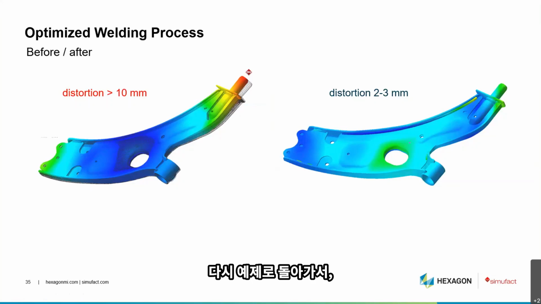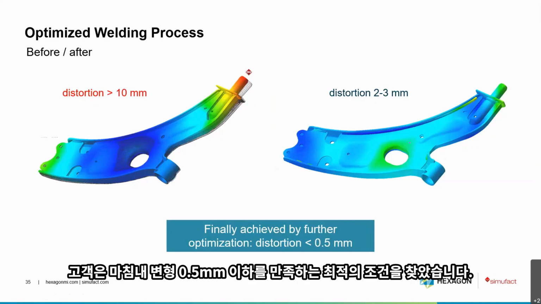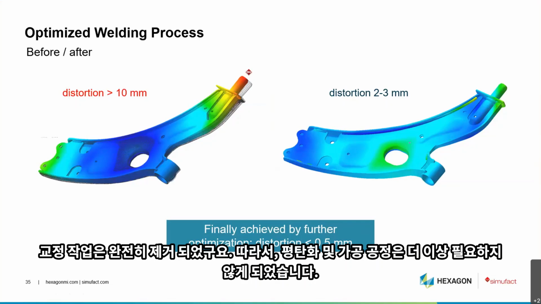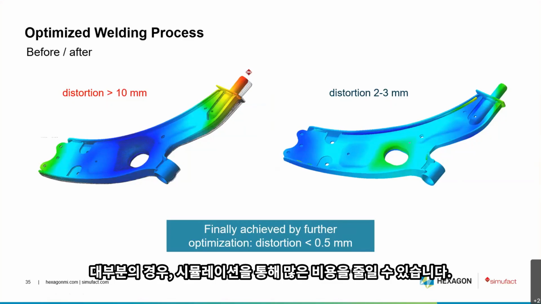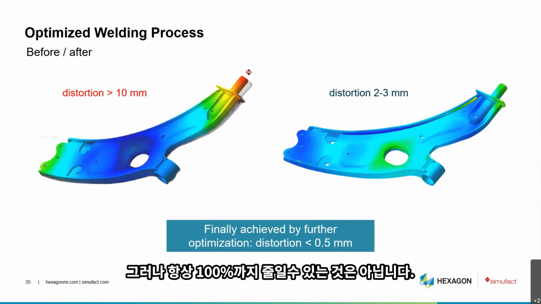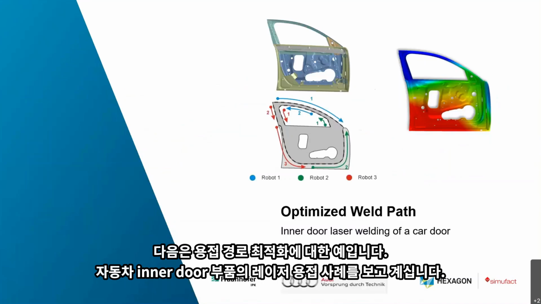And coming back to this example, they finally achieved by further optimization a distortion below 0.5 millimeters. Corrective work had been removed by 100%. So this straightening and machining was not necessary anymore. And this is also an ideal case. It is important to mention that this is not always the case. In most cases, we achieve remarkable savings by application of simulation, but of course not always the removal of defects by up to 100%.